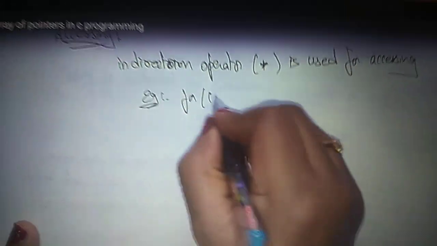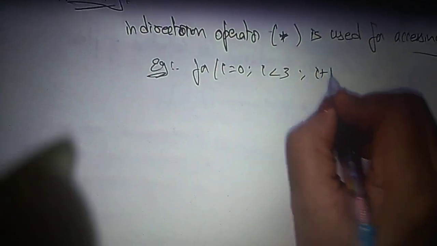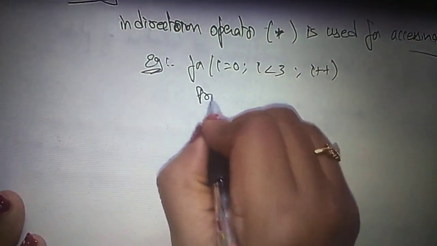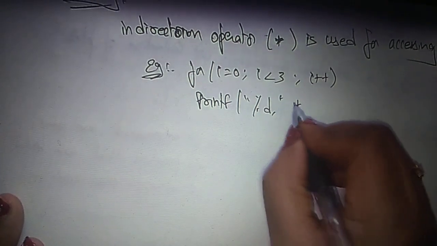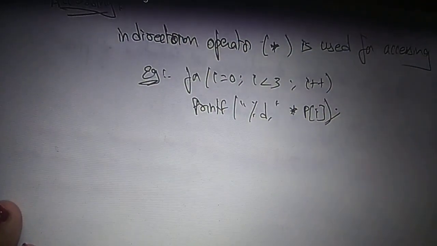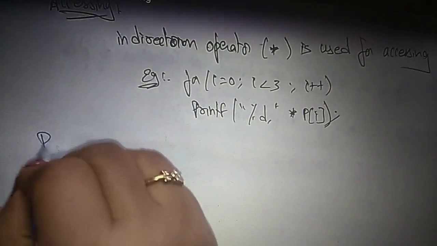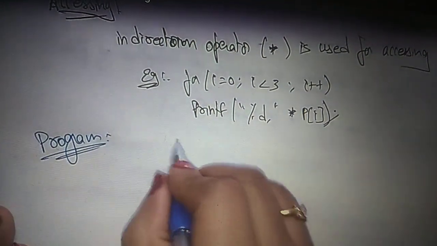You have to use a for loop. To access the array, you need a for loop. For array of pointers, for i is equal to 0, i less than 3, i plus plus. You have to use a printf for accessing the elements, that is pointer p of i. So this is the accessing of an element. Now let us see the program for this, the program for array of pointers.